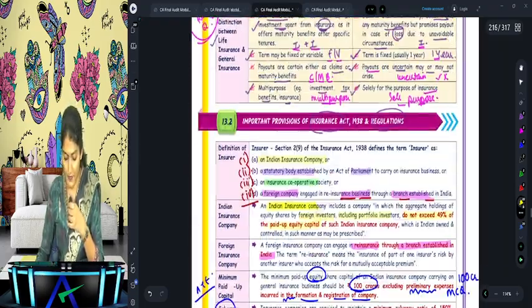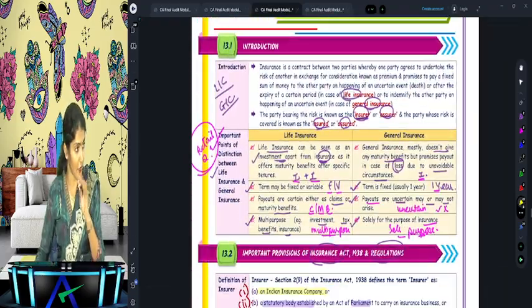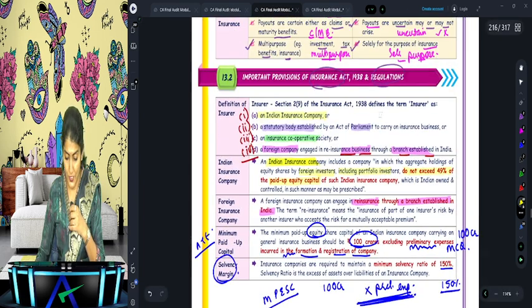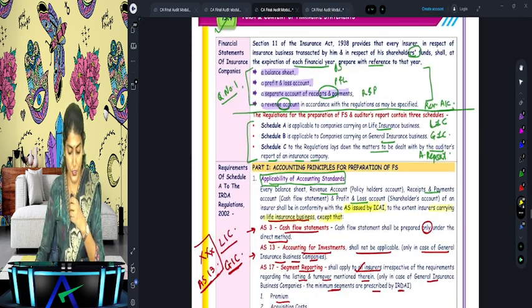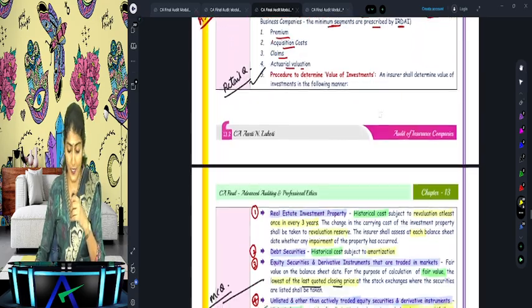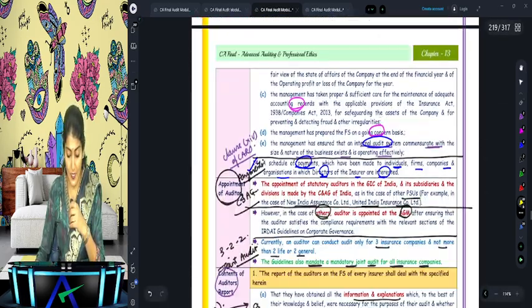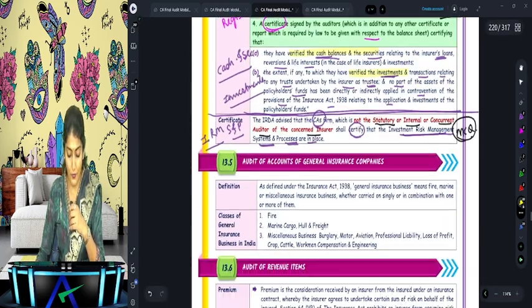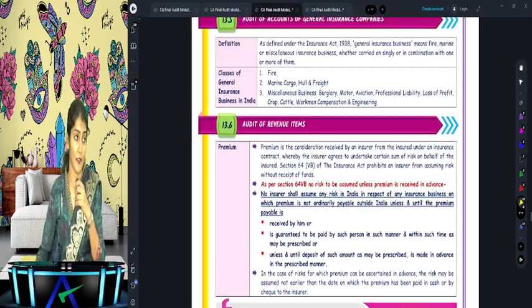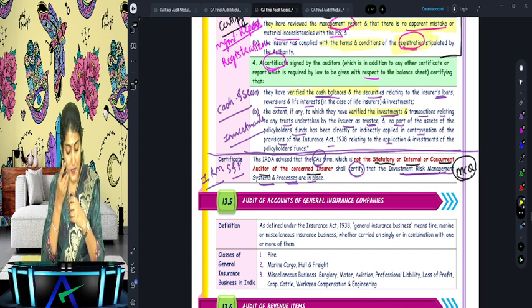So what have we discussed so far? Introduction, then the important provisions of the Insurance Act and the regulation, principal enactments governing insurance audit, the form and content of the financial statements, contents of the management report, appointment of the auditor, contents of the auditor's report, and the investment risk management and the systems and process audit.